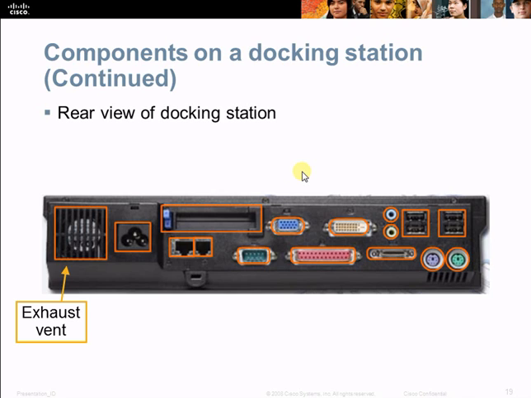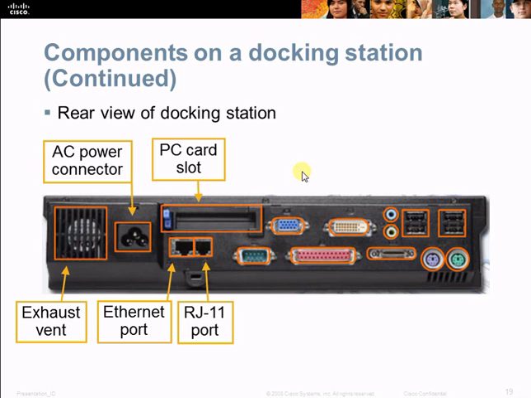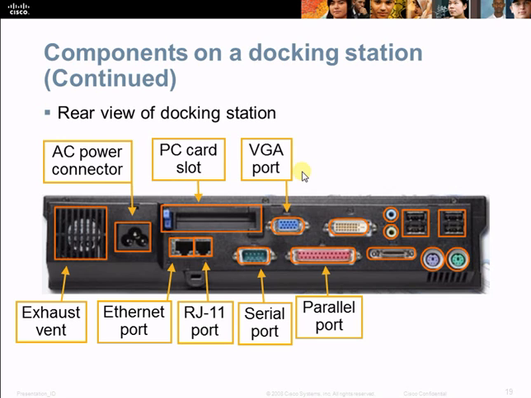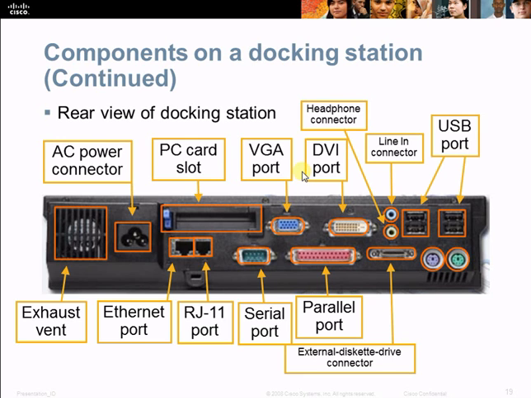So there is an exhaust fan, an AC power connector. We have an Ethernet port, RJ11, PC card slot, serial port, a VGA port, a parallel port, a DVI port, which is digital video, external diskette drive connector if you needed that, headphone connector, line-in connector, some USB ports, and keyboard port and a mouse port, which are the PS2 ports.